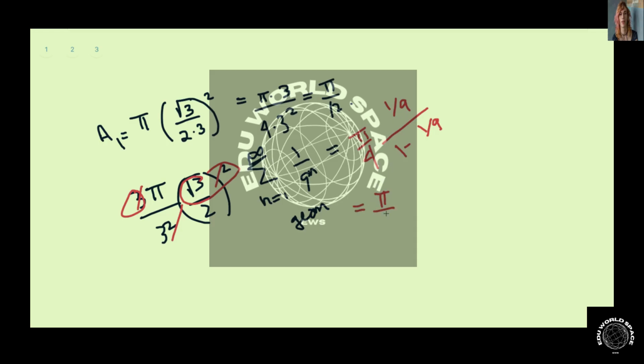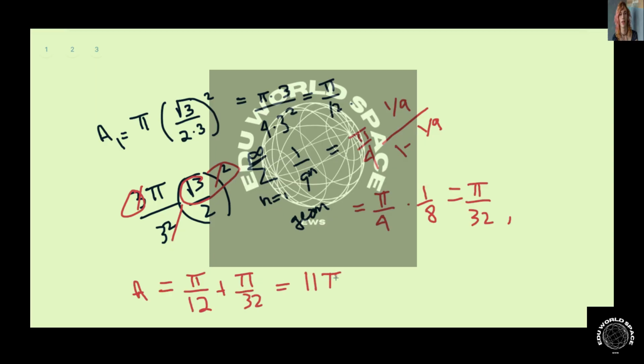So now I'm going to come back down here, pi over 4. And then we have 1 over 9 divided by 8 over 9. So that's 1 over 8. So pi over 32. So adding this back to A1, our total area, A, will be pi over 12 plus pi over 32. And we can go ahead and simplify that to be 11 pi over 96. And that's our final answer.